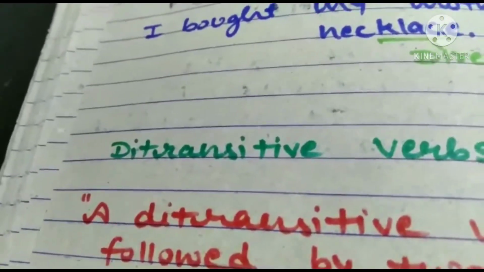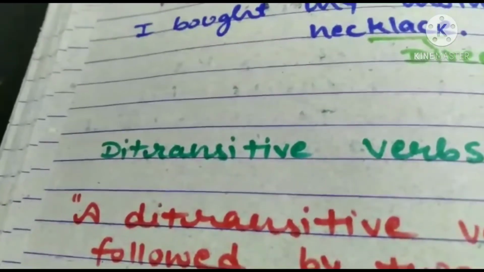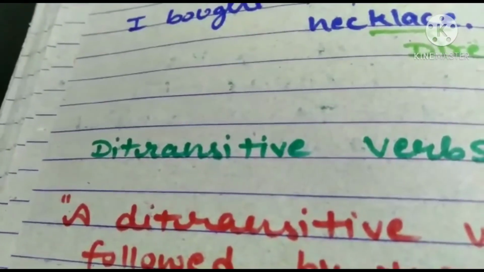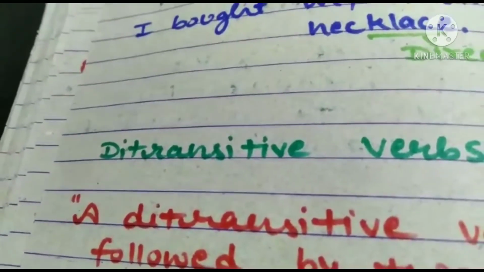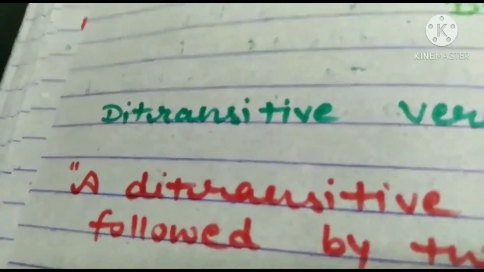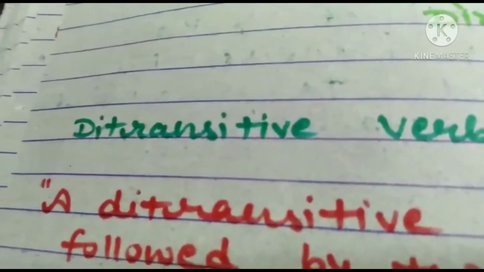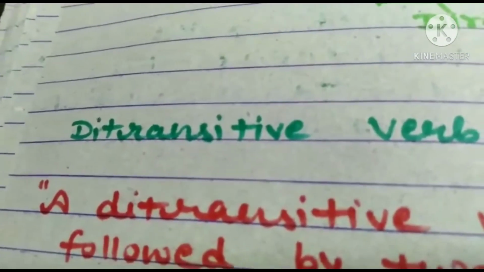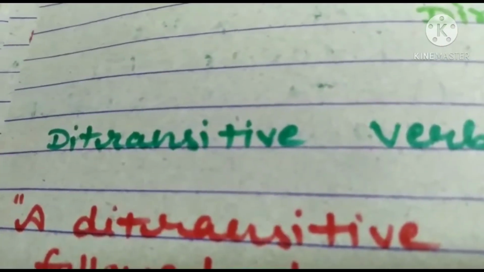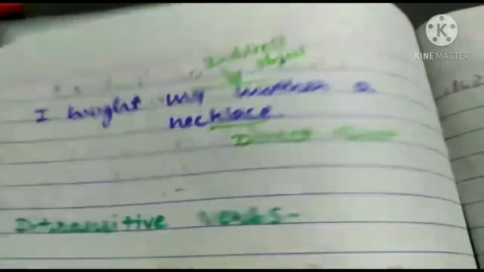Okay, I hope you understand. Mother is the indirect object. So I hope you understand how to solve it. I bought what? A necklace. I bought it for whom? For my mother. So necklace is the direct object and mother is your indirect object. Okay, I hope you understand this one. So complete this one in your copy.